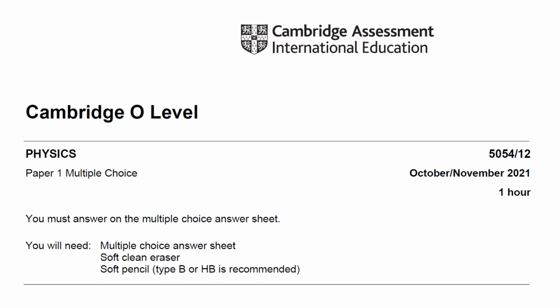Hello and welcome. This is Cambridge O-Level Physics paper number 1, multiple choice. This is the October-November 2021 offering. The subject code is 5054 and this is variant 2 of this exam. Let's start.